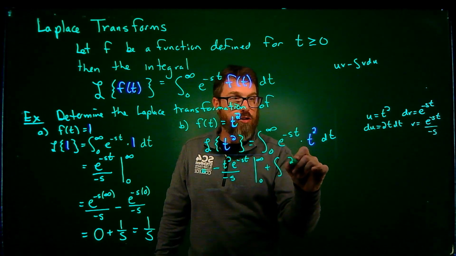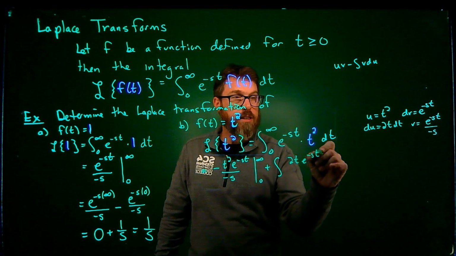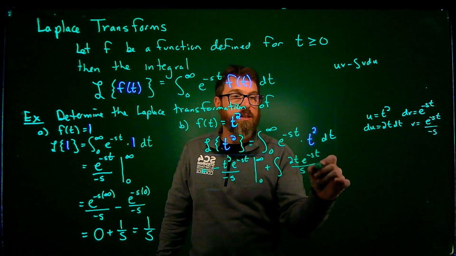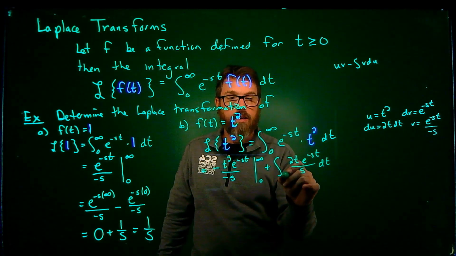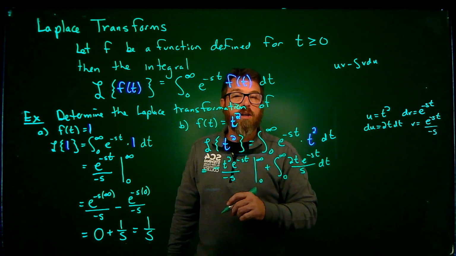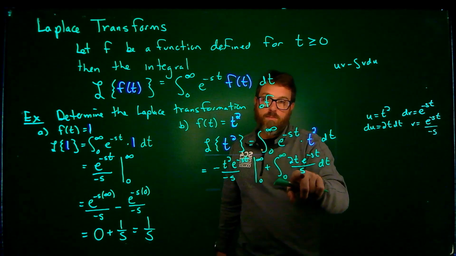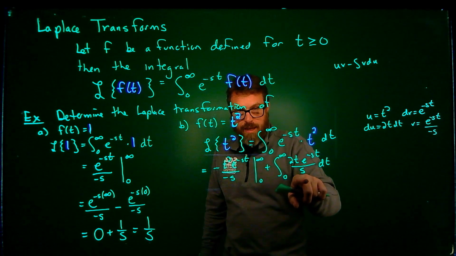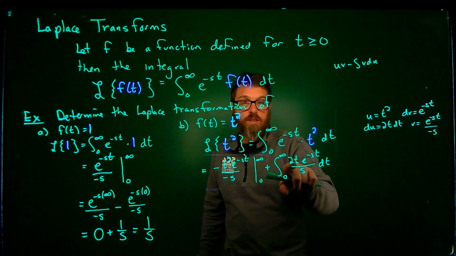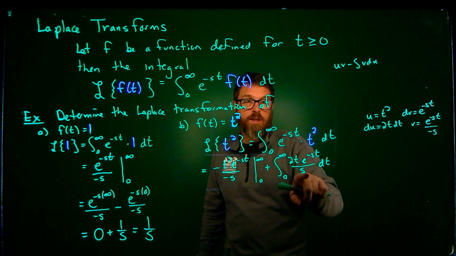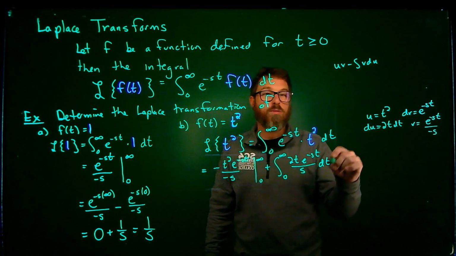This is going to be 2t e to the minus st all over s dt, and this is going to be from 0 to infinity. So what we're going to have to do is do this thing by parts again. I'm going to say that the 2t is going to be equal to the u, and then the e function with this constant is going to be equal to the dv.